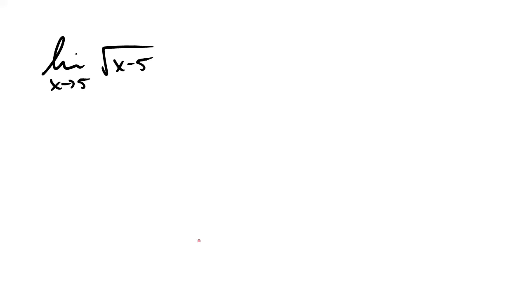Today's problem looks like it's really easy, and just like in any limit problem, we have to be conscious of what x is approaching, or what the variable is approaching. And in this case, x is approaching 5, and it looks like we can just do a direct substitution, plugging 5 in for x. And if we did that, we would think, okay, well, the square root of 5 minus 5 equals the square root of 0 equals 0. And all of that is wrong.